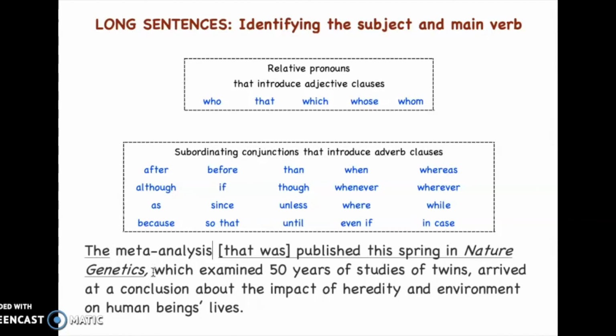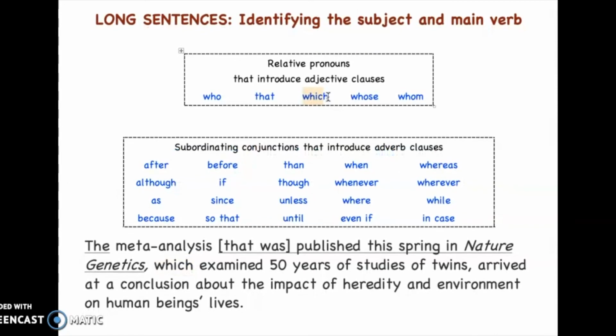Now we have the word which. Well, that tells us that we probably have another adjective clause coming up. Let's see what it says. Which examined 50 years of studies of twins. Yes, this clause here is telling us more about Nature Genetics. It's telling us more about this journal that publishes different studies. So we're going to eliminate that because that's another adjective clause.